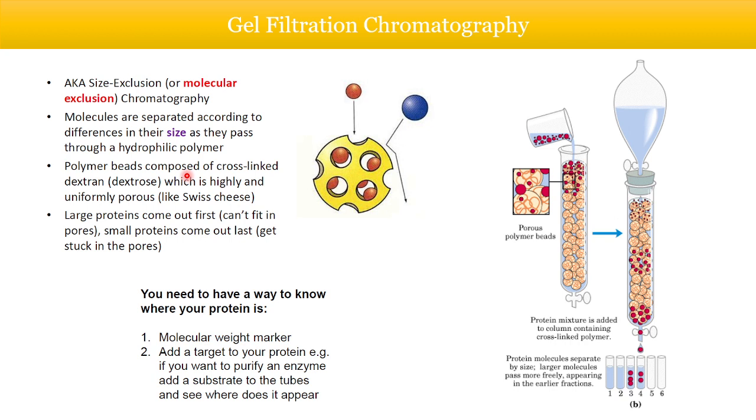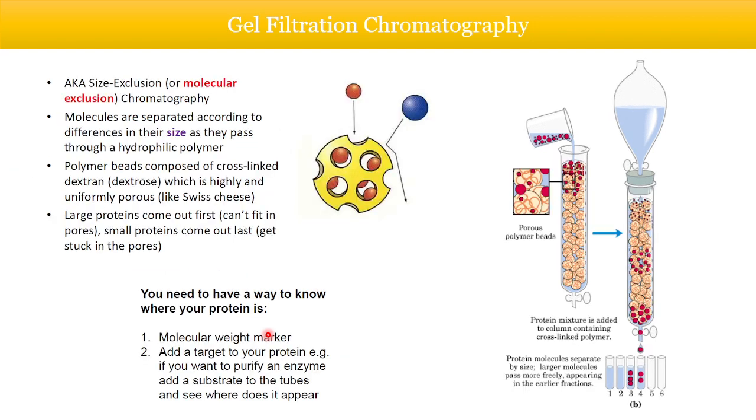So you need to have a way to know where your protein is. You need a molecular weight marker, and you add an assay for your particular protein. So if you want to purify an enzyme, add a substrate to the tubes to see where it appears.